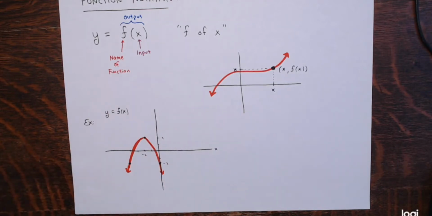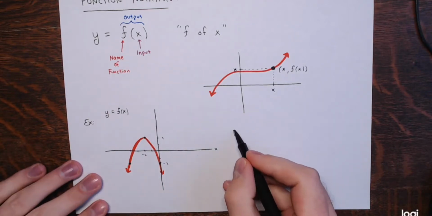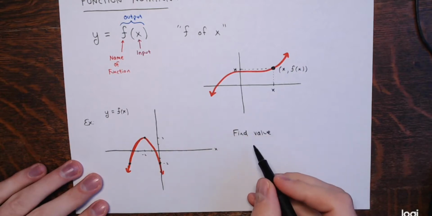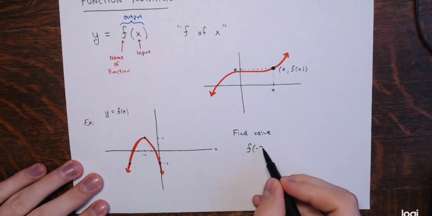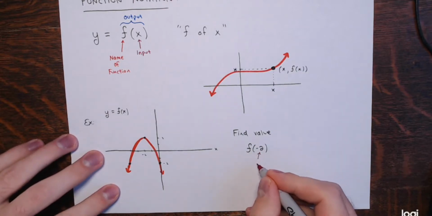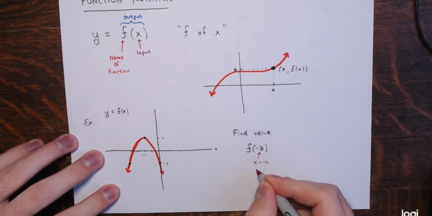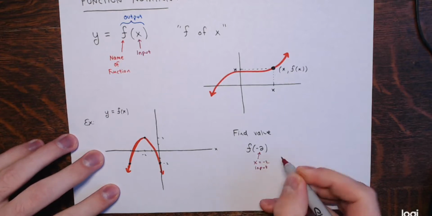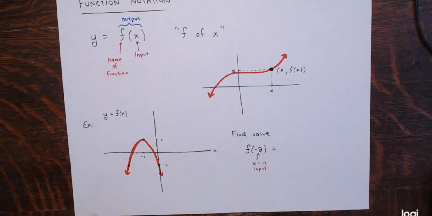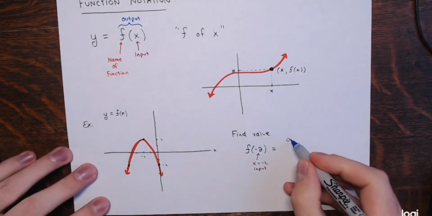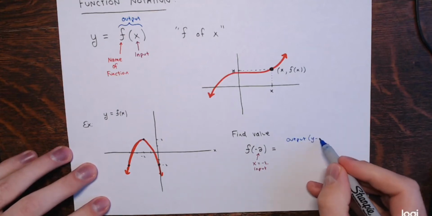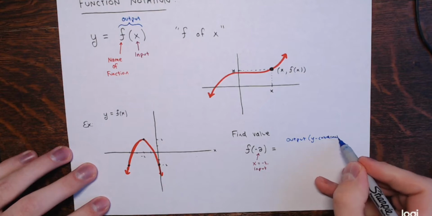They're asking us to find the value of f at x equals -2. Again, this is the input, -2, in the parentheses. That's x equals -2, that's the input. f of -2 equals the output. I need the output, or the y coordinate of that point, the output of the function.